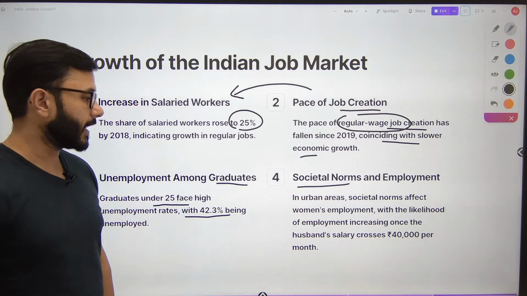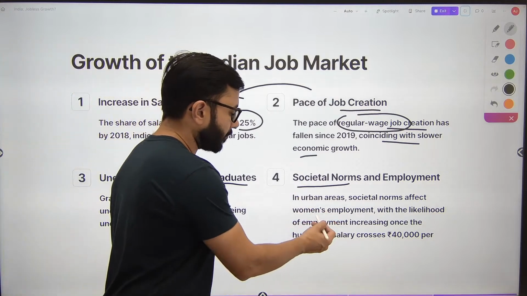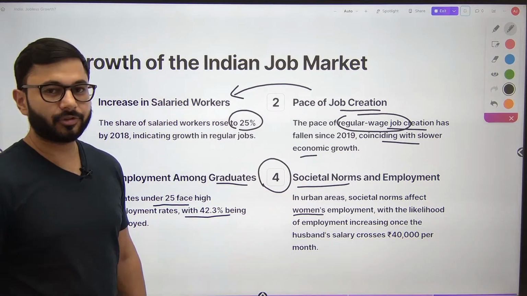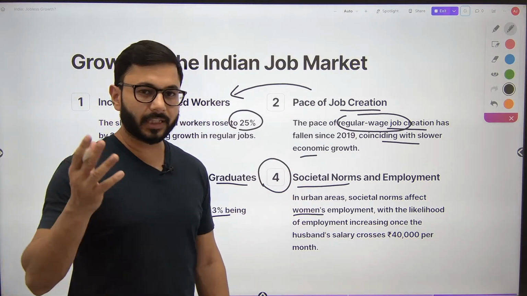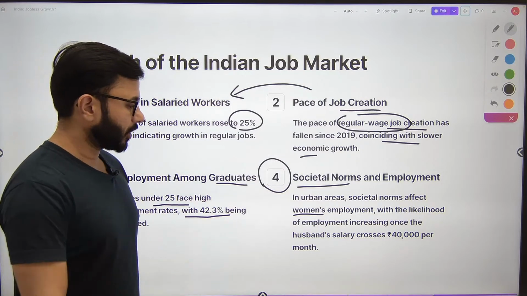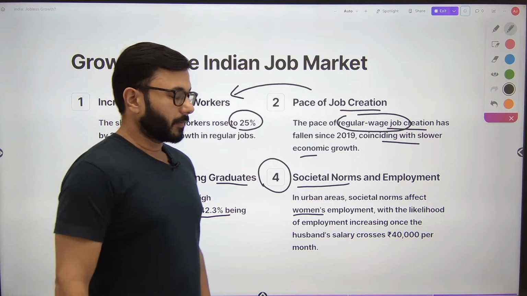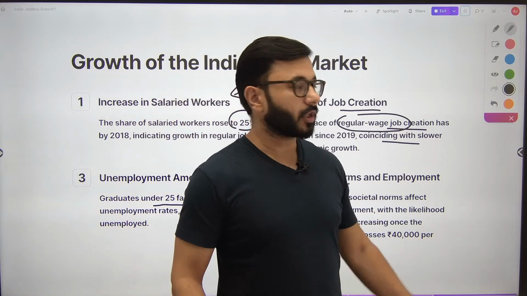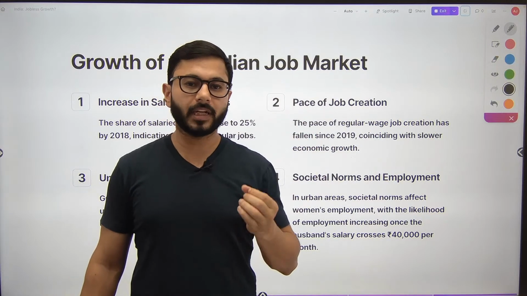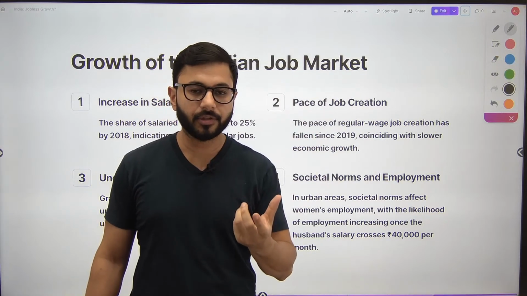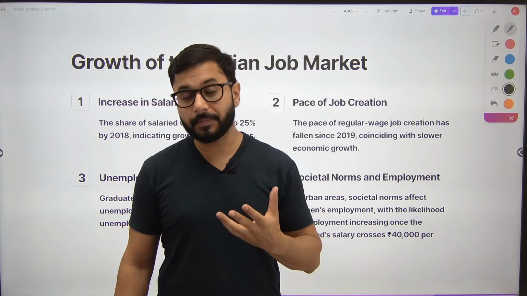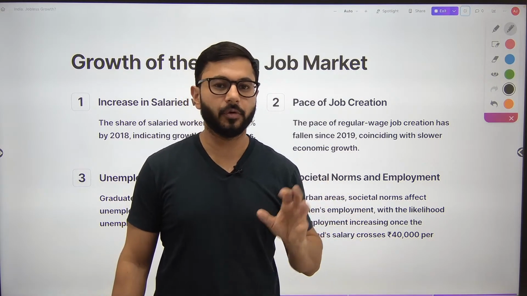In urban areas, societal norms affect women's employment. Now this is something that Dr. Amartya Sen mentioned about 7-8 years back in one of his books which I read. जो 40,000 की बात करें वो यहाँ पे mentioned है. What did he say? Dr. Amartya Sen said that in urban areas, we assume that women who are educated are able to find jobs and are independent enough to work as per their wish.